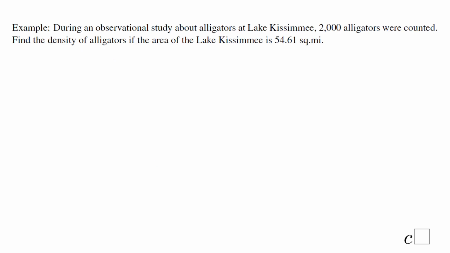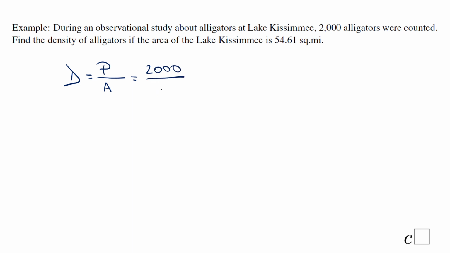So now let's see an example like this one. In an observational study on Lake Kissimmee, they found there are 2,000 alligators. They know that the area of Lake Kissimmee is 54.61 square miles. Can we find the density? This is a straightforward problem. Density in this case is the number of alligators over the area. So we have 2,000 alligators over 54.61.